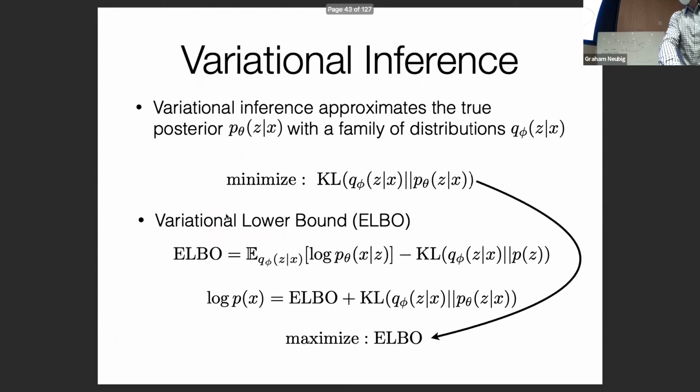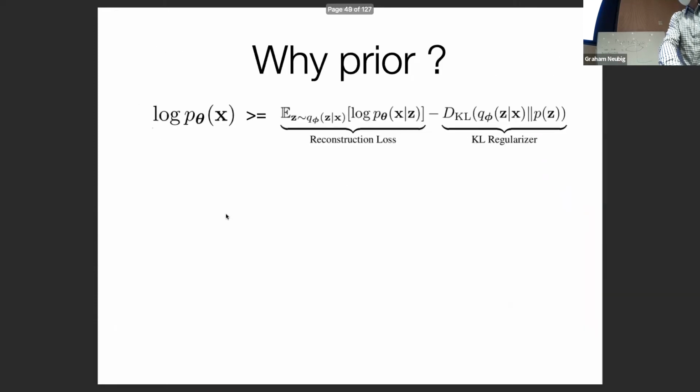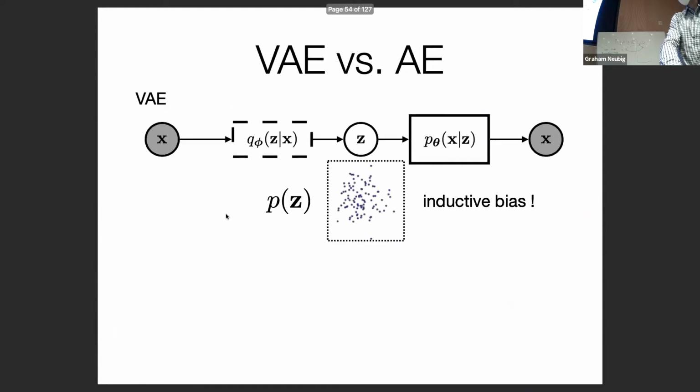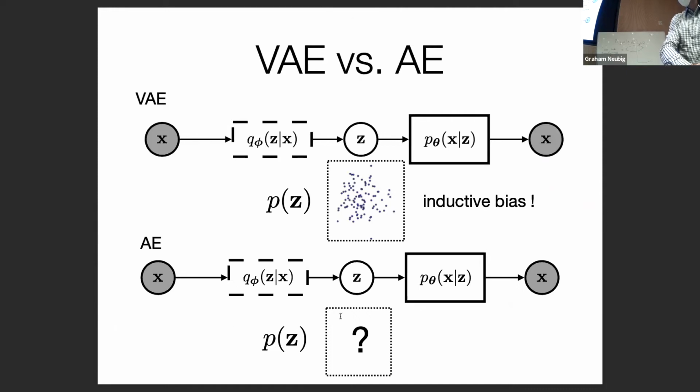Okay, so I think that's a basic idea. Oh yeah, so if we remove the prior, we wouldn't know what this would look like here, and so we wouldn't be able to generate them in a regular autoencoder.